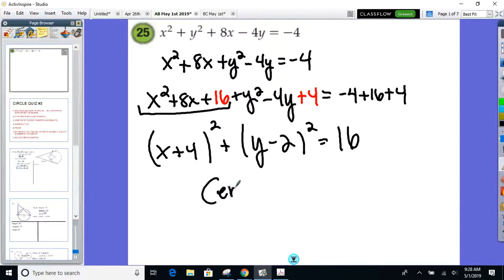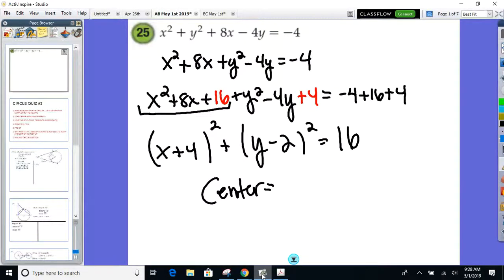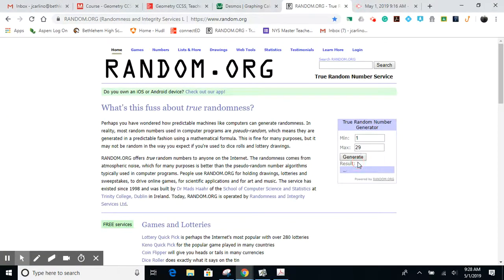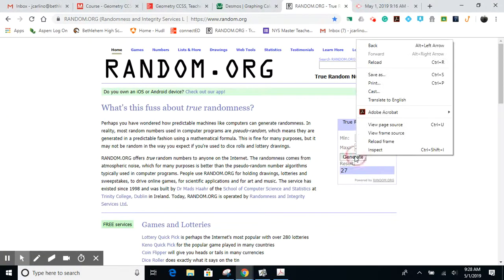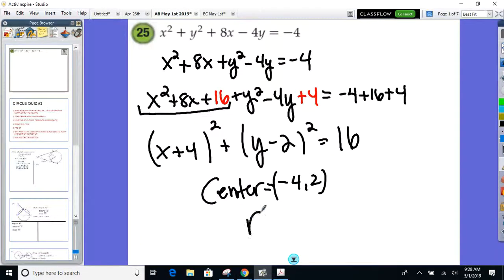All right, what's the center? So you could graph it. What's the center of that circle? -4, 2. And then how about my radius length? There's a 16 there, so the radius must have been? Take the square root, 4. And then you can easily graph it with your compass.